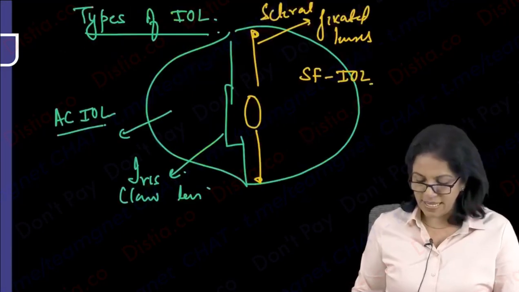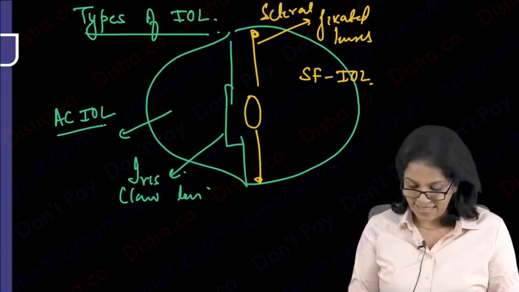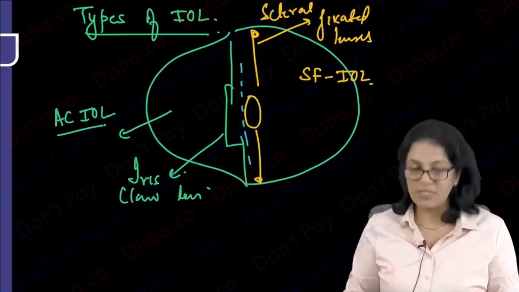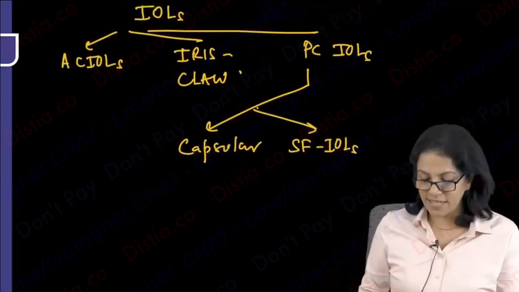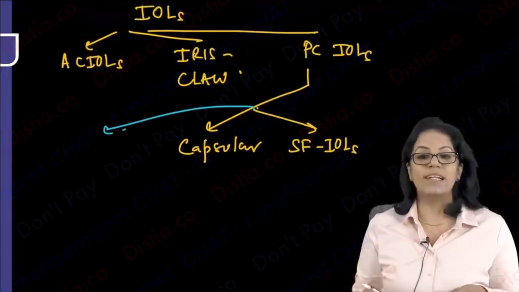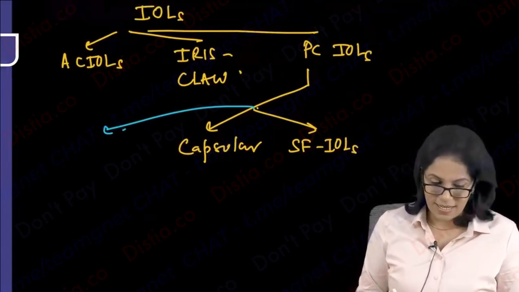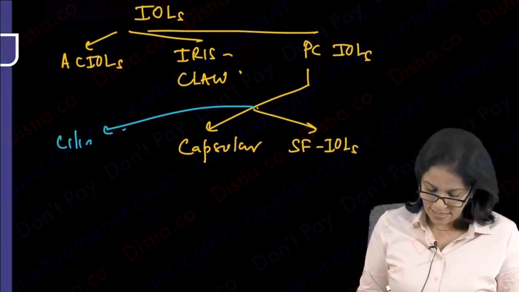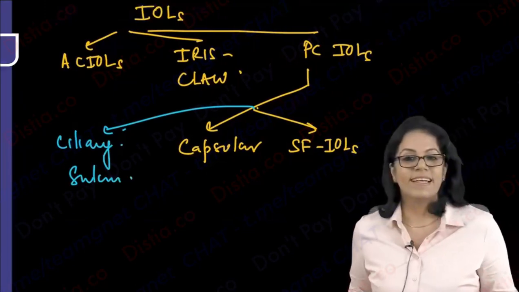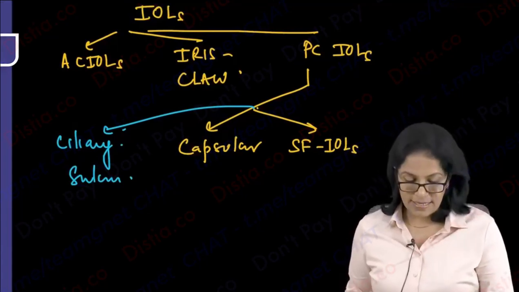And what is that space which is behind the iris in front of the lens? What is that space called? It is called ciliary sulcus. Suppose it is not in the bag, it can be in the ciliary sulcus. So the third type, in the posterior chamber, the IOL can also be situated in the ciliary sulcus. That is called ciliary sulcus PC IOL. Just have this idea.